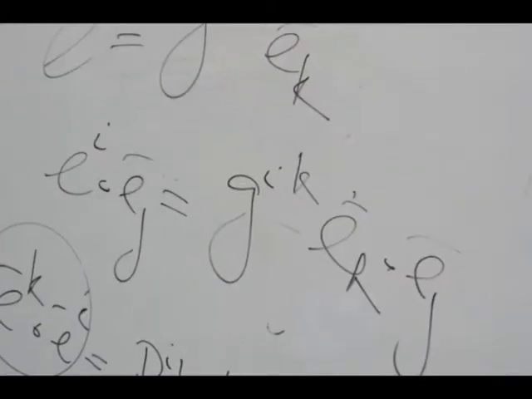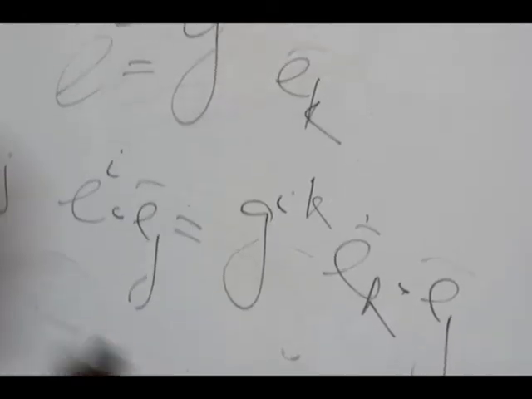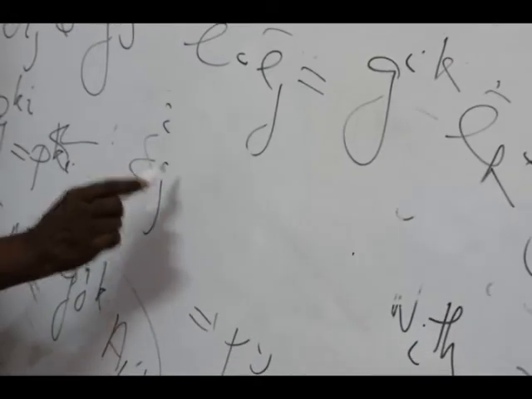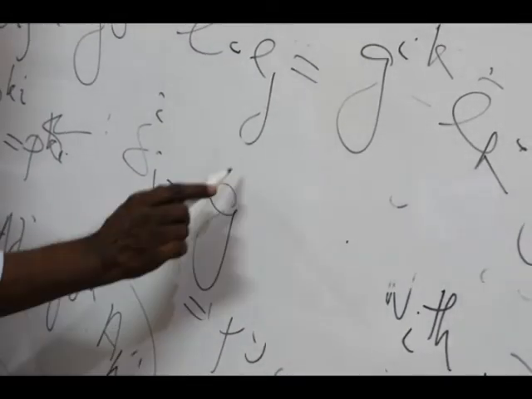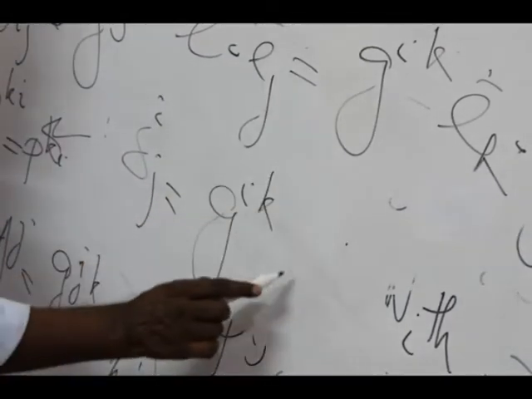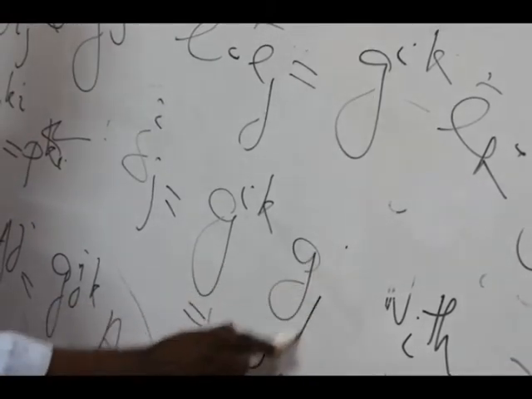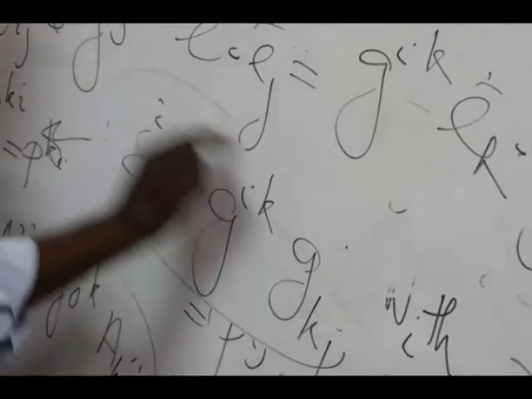So left hand side we have delta Ij, a very important relation, equals Gik Gkj, very important in the theory of relativity.